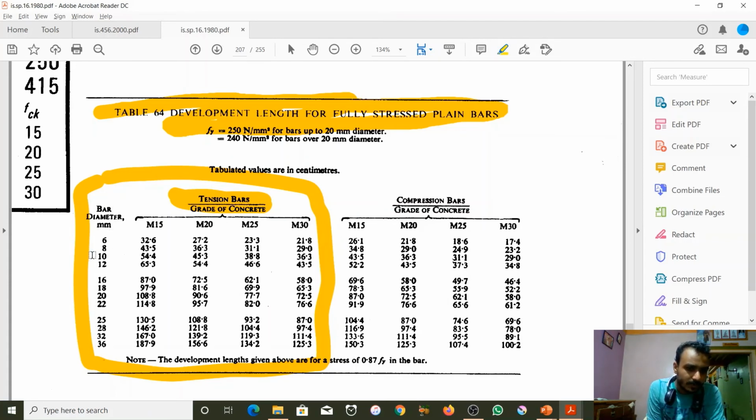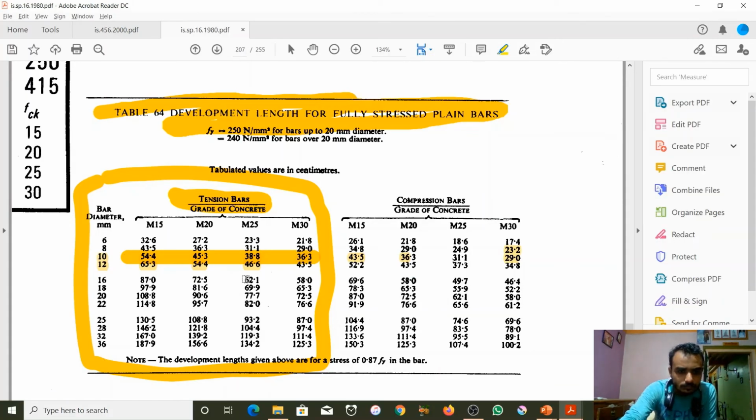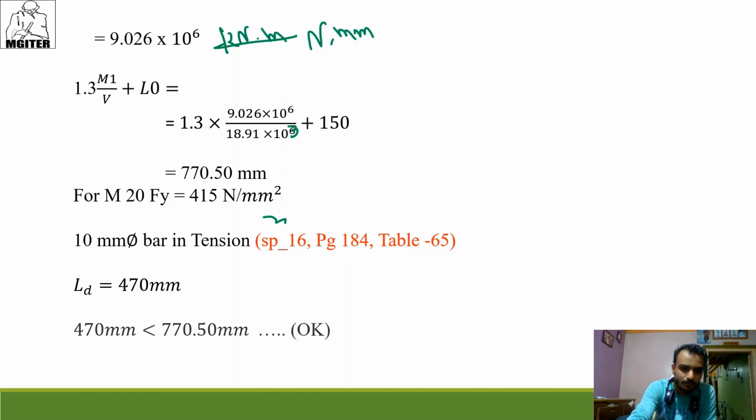So the diameter of the bar we assume is 10 mm here, for M20 grade concrete. So your value is 45.3. So Ld is 470 mm. Ld is 470 mm, so 470 is less than 770 mm. So our development length check is okay.